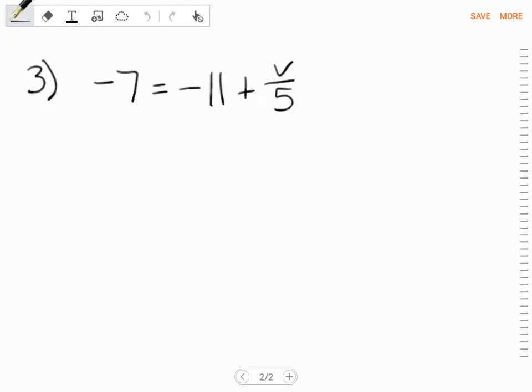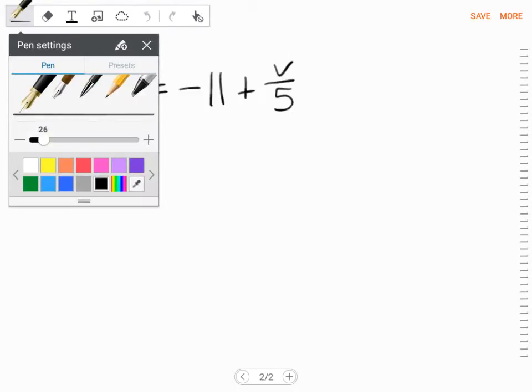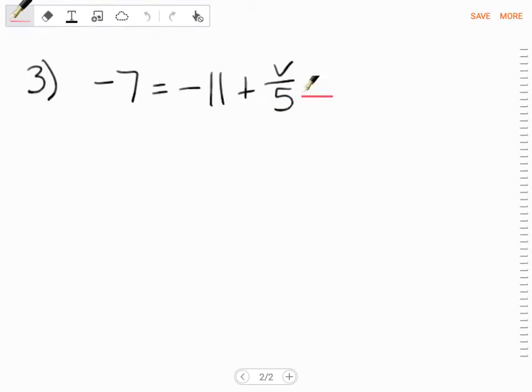Go to the next page. I've got this problem here, negative 7 equals negative 11 plus v over 5. As always, I want to isolate my variable. In this case, my variable is v. It is stuck inside of this little quotient here, this fraction. So I'm going to work to get this guy by itself first, that whole chunk where the v is stuck in there.